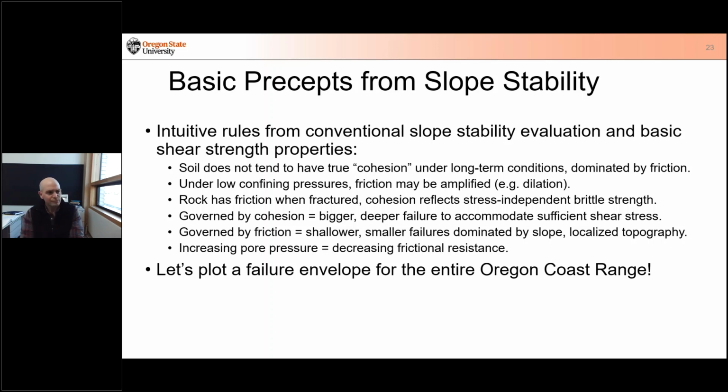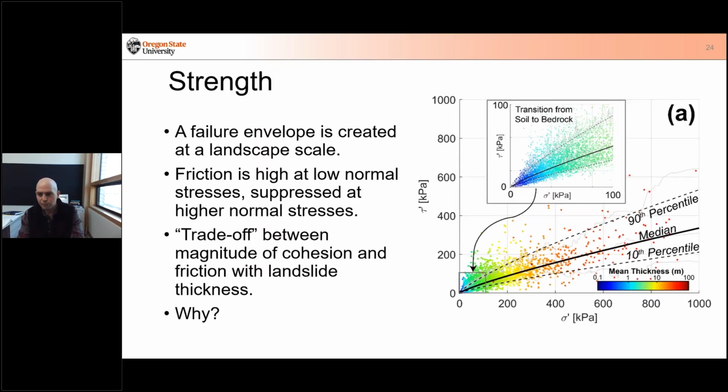So with this, let's plot an envelope of the entire Oregon Coast Range. Here's what we get from our landslide inventory and from our back analysis. And you can see, as in any traditional stress space, there is effective normal stress on the x-axis, effective shear stress on the y. When we plot all the points and we do some fits, we see that the envelope is rather nonlinear, which is what we might see in soil or rock for that matter.